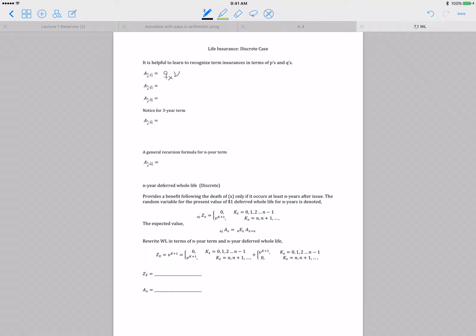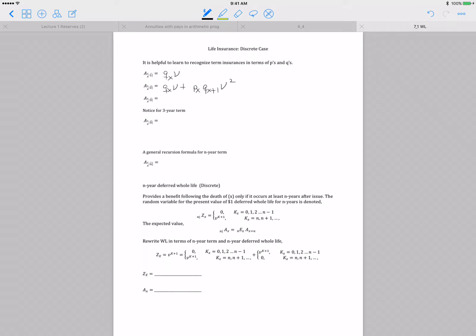So that's the probability of dying in the first year times the present value of the benefit being paid at the end of the year. So vq_x, or q_x v, is 1-year term insurance. 2-year term insurance, well, you can die the first year and get the benefit, or you can live through the first year and die the second year. And if that happens, then the present value of the benefit is v squared, because the benefit is being paid at the end of year 2.